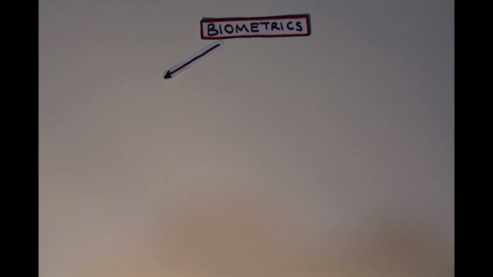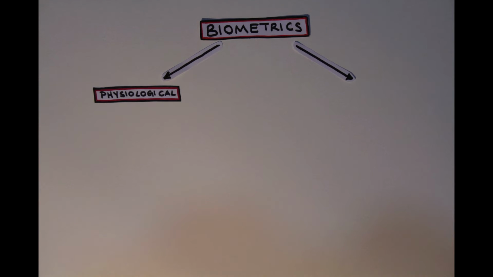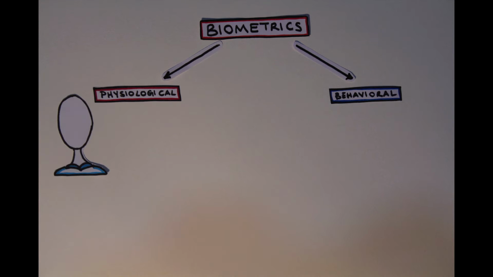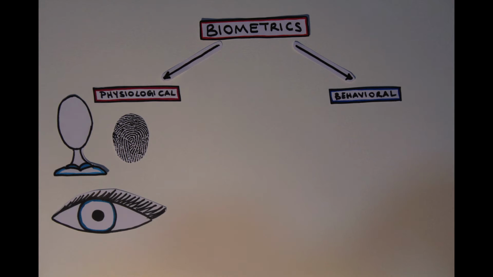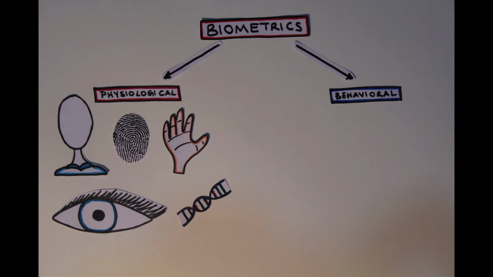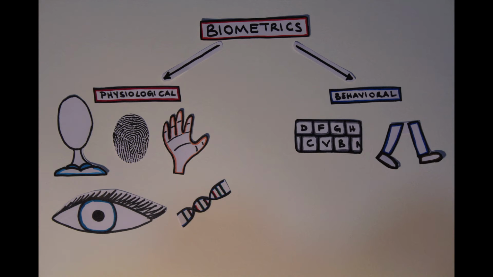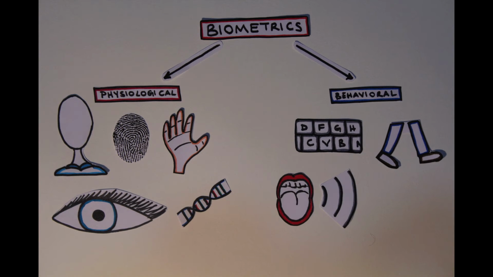There are two types of biometric identifiers, physiological and behavioral. Some of the physiological identifiers are facial recognition, fingerprints, retina and iris scans, hand geometry, DNA identification, etc. Some of the behavioral identifiers are keystroke dynamics, which are typing rhythms, gait, which is the walking rhythm, voice recognition, signature recognition, etc. Let's take a look at some of these identifiers a little bit closer.